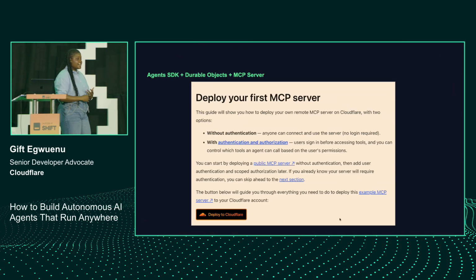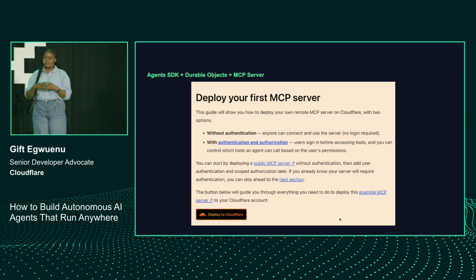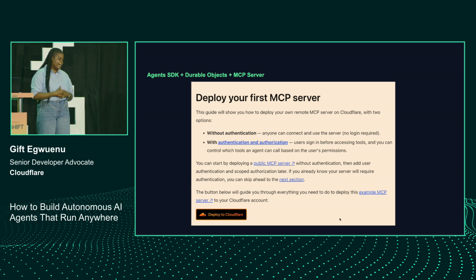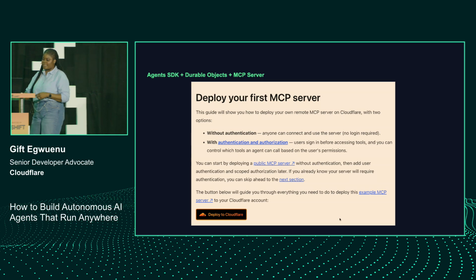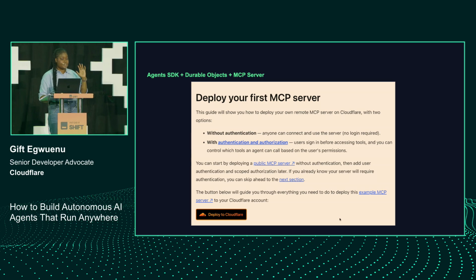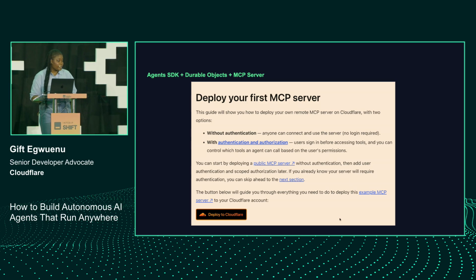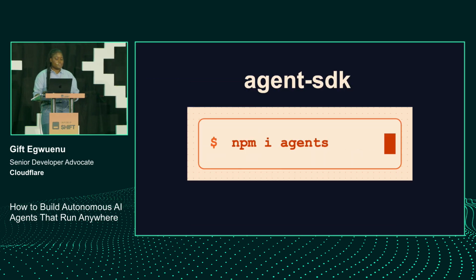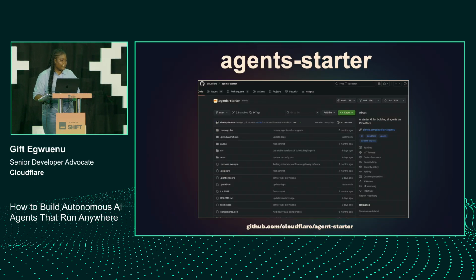Like I mentioned, Agent SDK is great. It comes powered with every single feature you would need to build your AI agent, including Durable Objects for persistent state, and of course, the MCP server already baked in. If you'd like to deploy your first MCP server, it's pretty simple to do that using the Deploy to Cloudflare button that we have in the docs. But also, if you want to start, it's as simple as running npm install agents within your application.